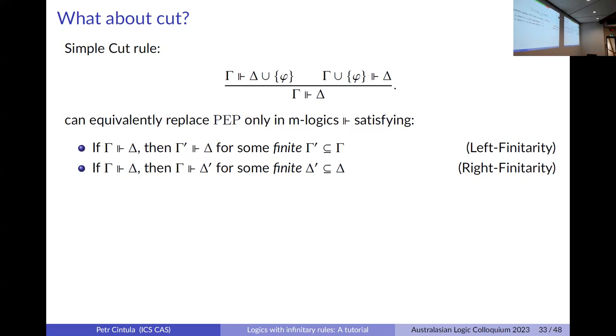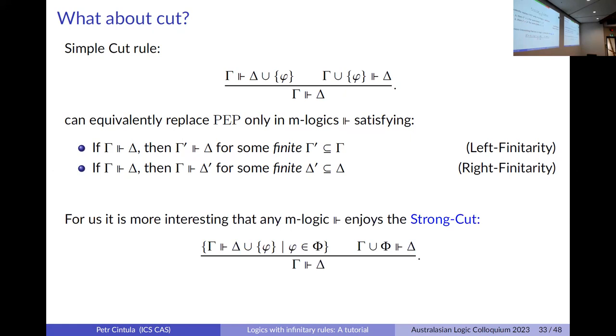Okay, here we have to be careful because we have two finitarities, no? Left and right. They need not imply each other in general setting. What is more interesting would be the strong cut. Look at the strong cut. This is again an analogy of the strong cut from the one conclusion case.